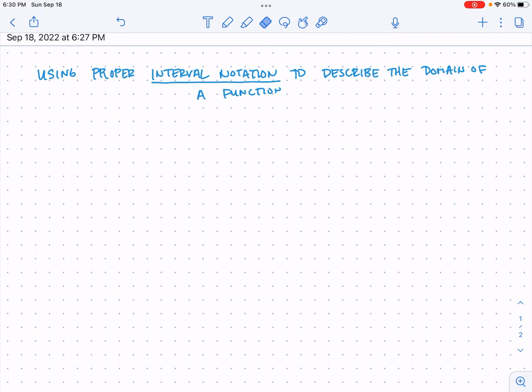Sometimes students struggle with the concept of using proper interval notation to describe the domain of a function. And really, this is less an issue with the interval notation and more a question of how do I know what to include or not include in the domain. If you're unfamiliar with the concept of interval notation, please check out the video I've made about that. That talks about when you use parentheses and when you use brackets. But now let's think about that in relation to the domain of a function.